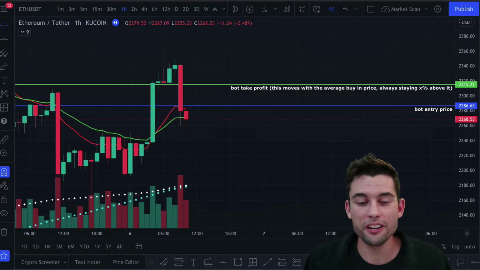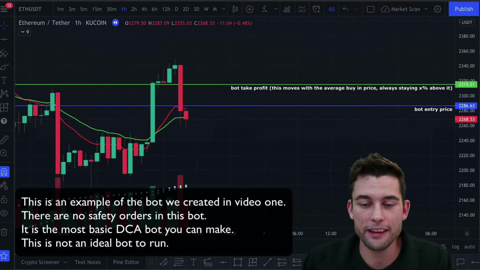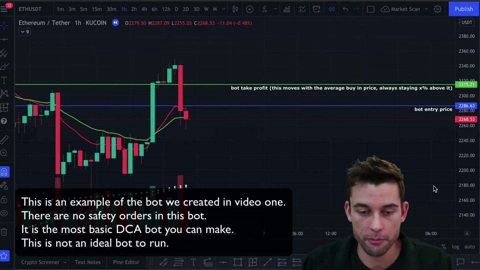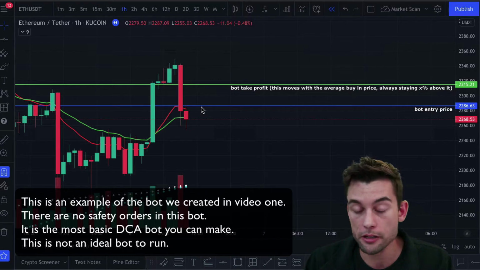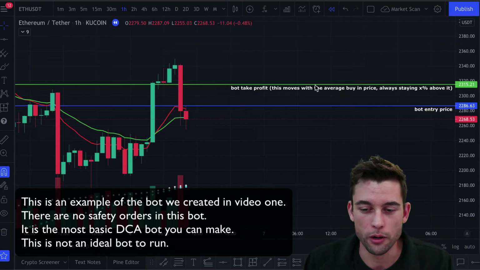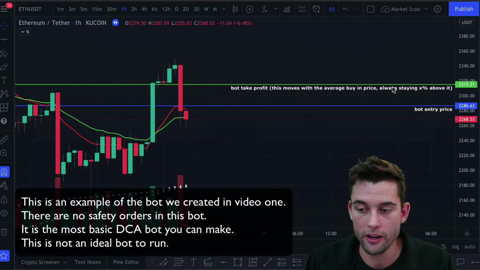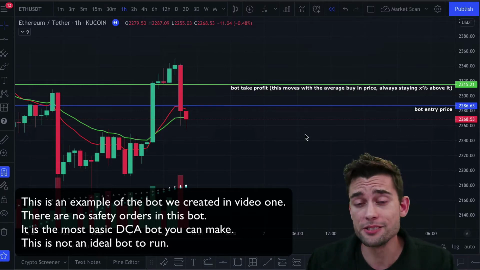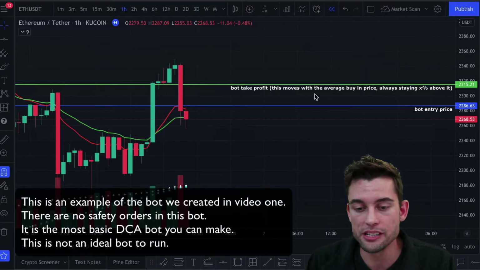So that you can visually understand this, I created this chart. This is the Ethereum Tether chart. Let's say that you set up a simple bot using those parameters, no safety orders, nothing like that. Then basically that means that your bot bought right here, and about 1.2% above that you have the bot's profit order. This moves with the average buy-in price, always staying X percentage above it. But since you didn't create any safety orders in the bot that we created in video 1, it will simply stay stagnant right above the bot entry price.